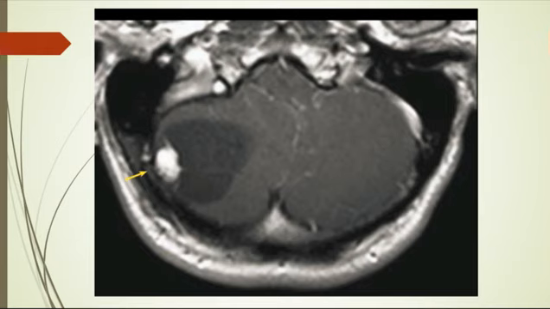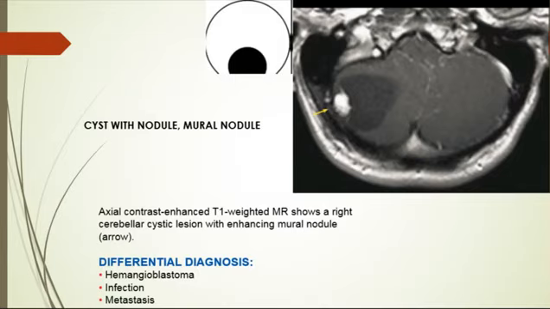In hemangioblastoma, the nodule will be more peripheral, toward the pial surface, not towards the center of the brain. So it's a cyst with nodule or mural nodule sign. You can all see this enhancing. This is T1 post contrast axial brain, showing a markedly enhancing mural nodule in a cyst. Typically, it's hemangioblastoma, infection, and metastasis. Hemangioblastoma is at the top of the differential diagnosis.